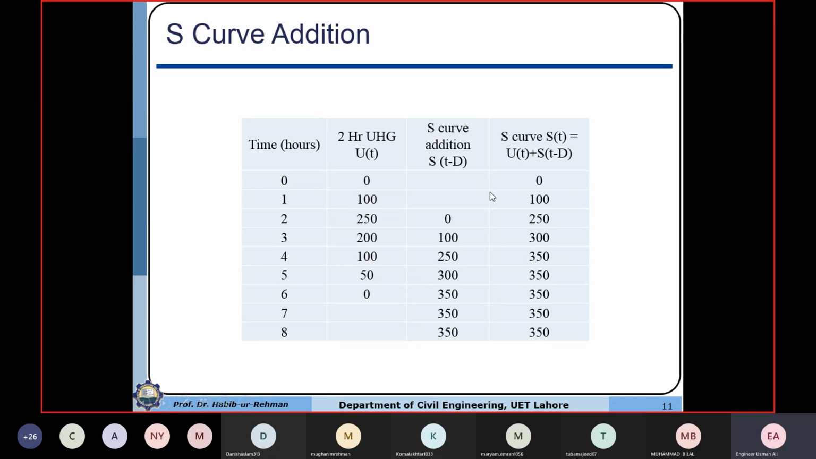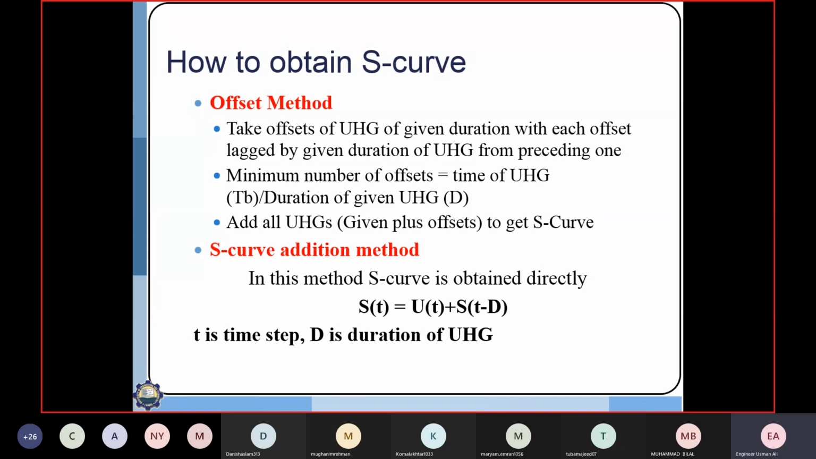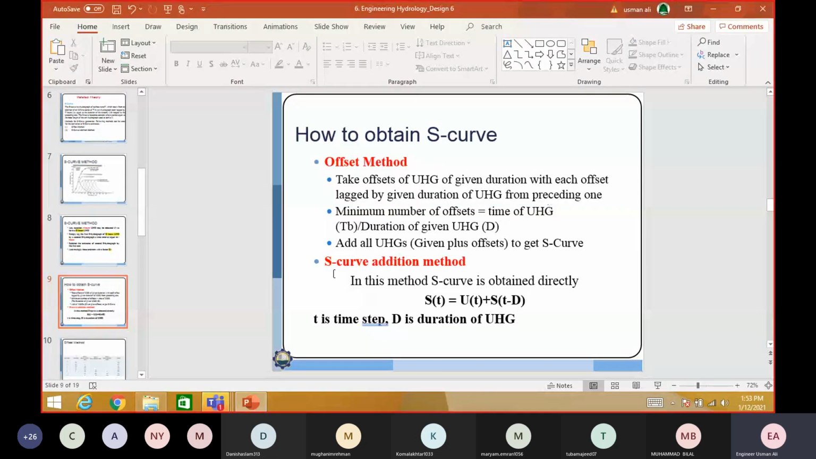So on. In this way, you will complete these 2 columns simultaneously, one by one, looking at both the columns. So this is the S curve addition method. You will attain the S curve again by this method. So this is how we can attain the S curve by either the offset method or by the S curve addition method.